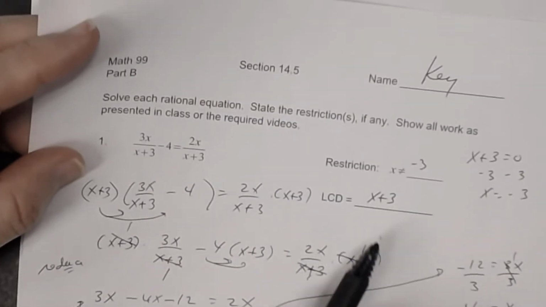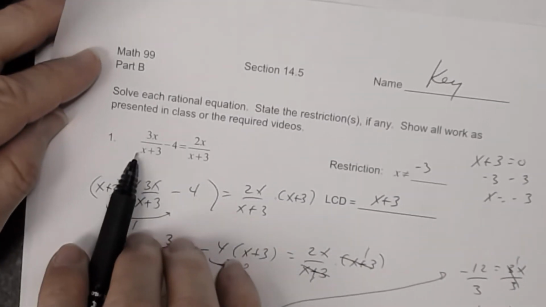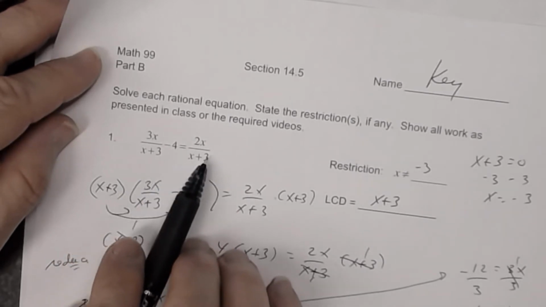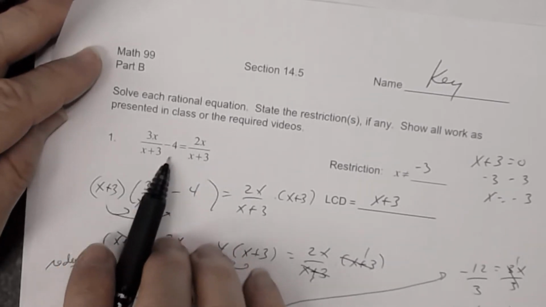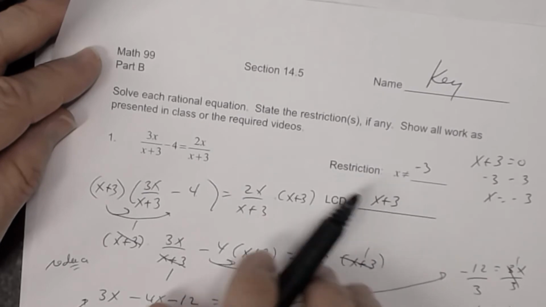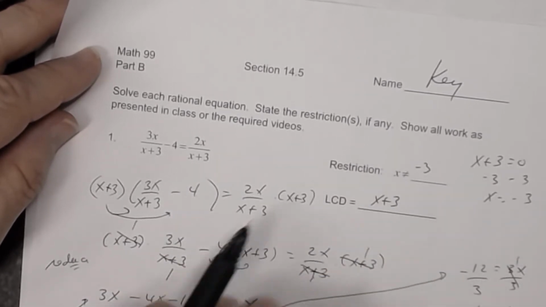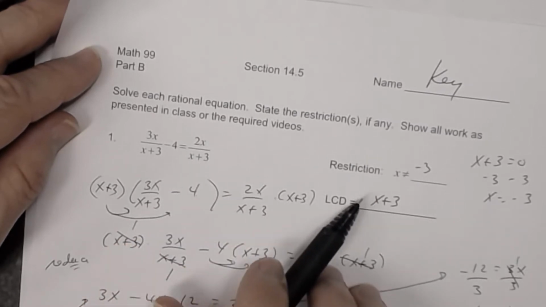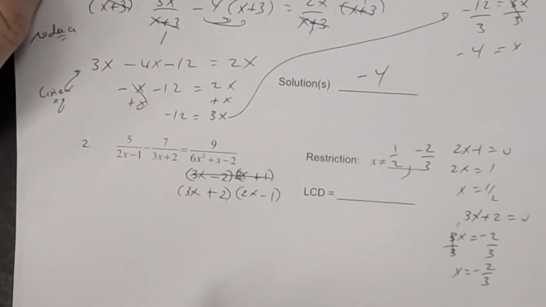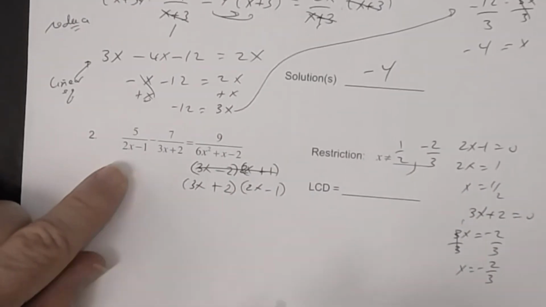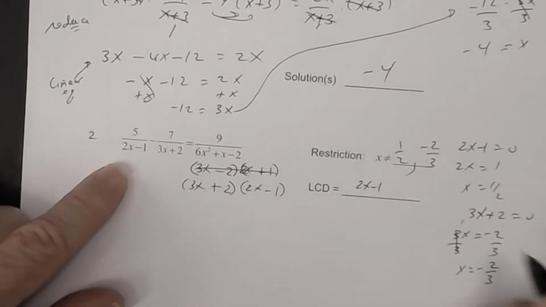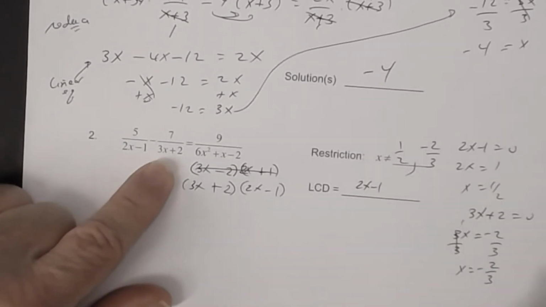Remember, your LCD has to include every factor you see. Notice this is an x plus 3. I had an x plus 3. This is a 1, and 1 is a factor of everything, so I didn't put a 1 there. This is x plus 3, and I already had it listed. Over here, though, 2x minus 1, I need to list it. Then my next one is 3x plus 2. I've got to list it again.